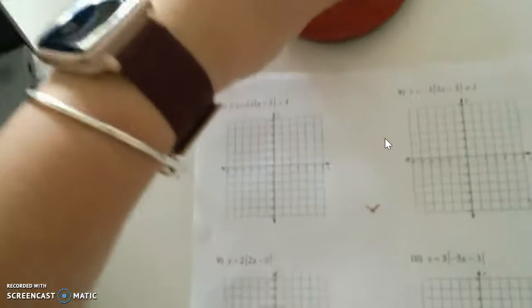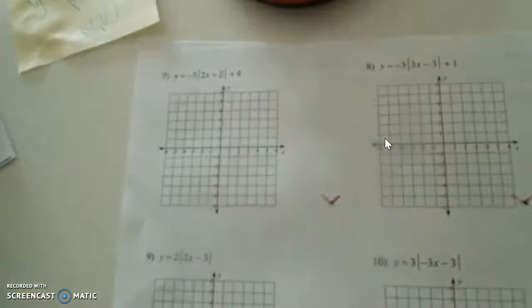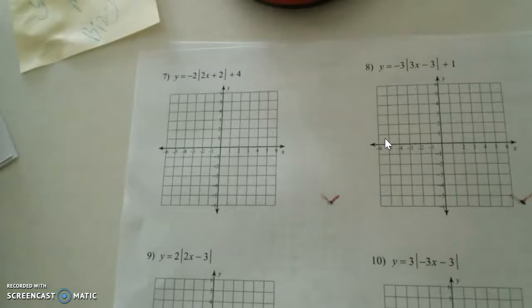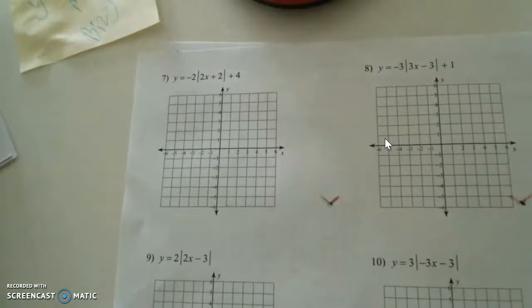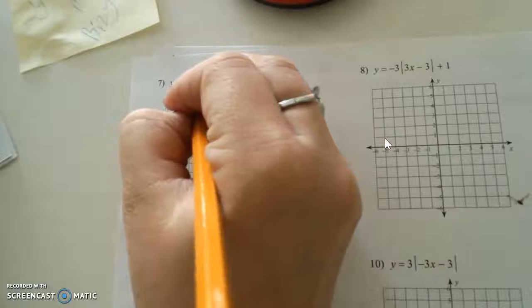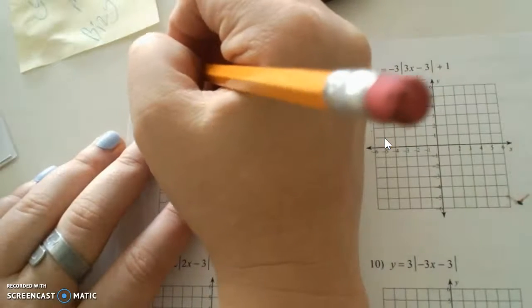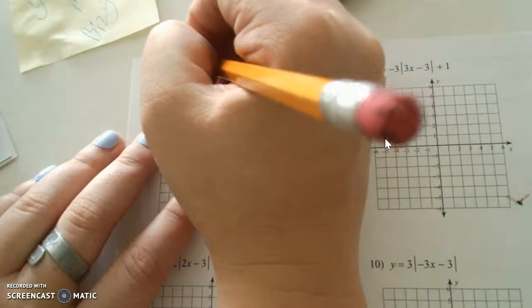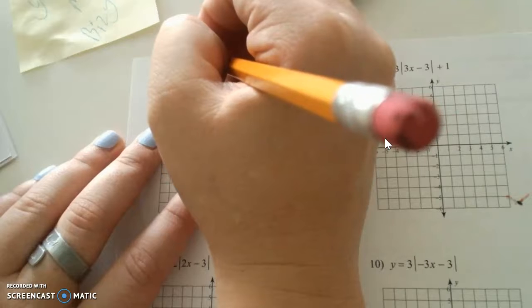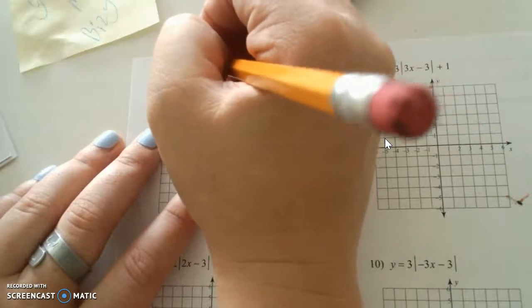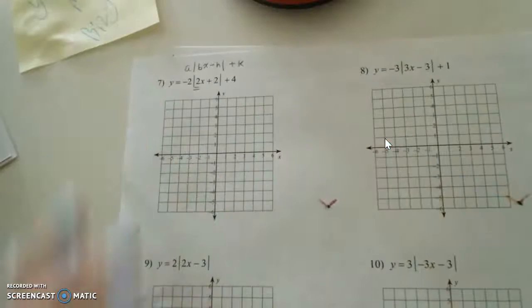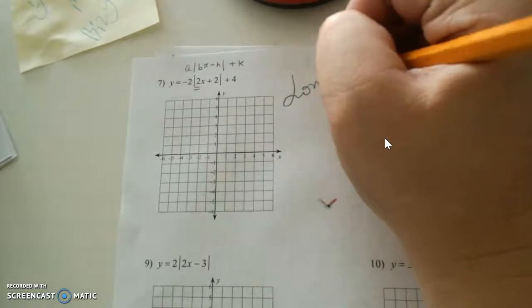Alright, so this is the back of our worksheet that I handed out to you yesterday. And as you can see, these are going to have a b in front of the x. So we have to solve these the long way. Okay? If you have a b, you have to solve it the long way. These are in the form a times |bx minus h| plus k. Okay? They're in that form. So we have to do it the long way, the way that I just showed you.